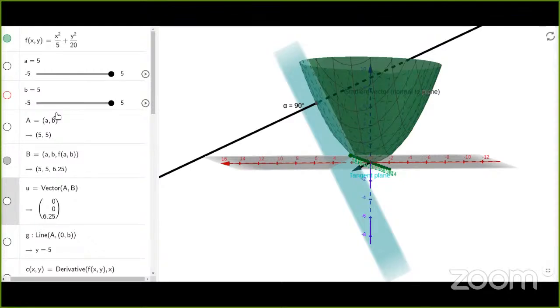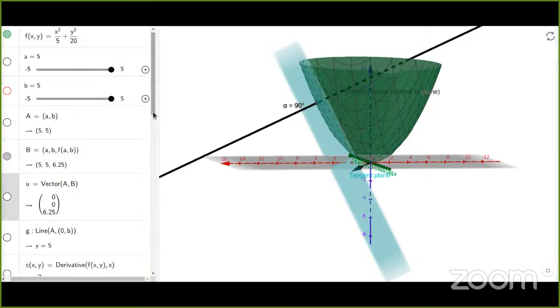What is it coming? What is the point? (5, 5), this is the point. 2, 1 by 2? 2, 1 by 2, basically 2, 0.5, right? Yeah. So this is the gradient vector.